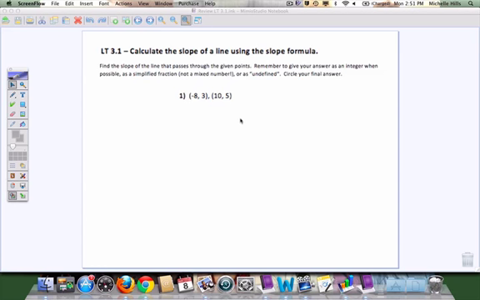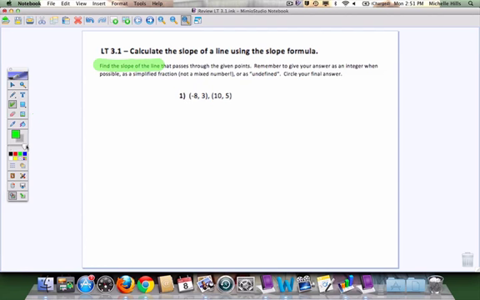So let's take a look at Learning Target 3.1 on the Unit 3 review. In this case, you're just calculating the slope. One of the things that's really important, and it's going to make a difference in your grade on the test, is that when it says find the slope of the line, it means you find the slope, which we use the variable m for, and you stop.